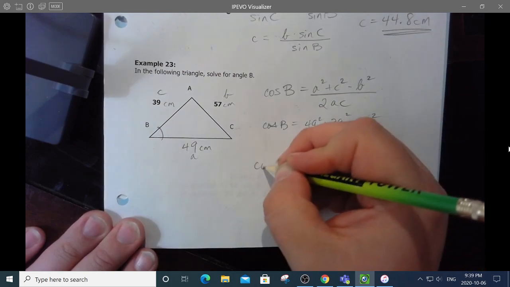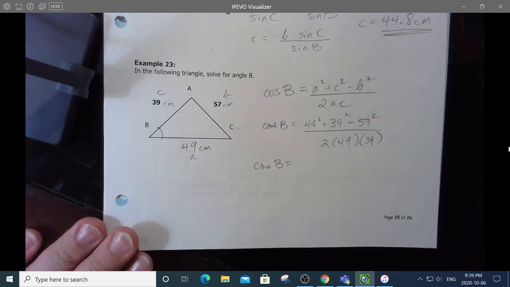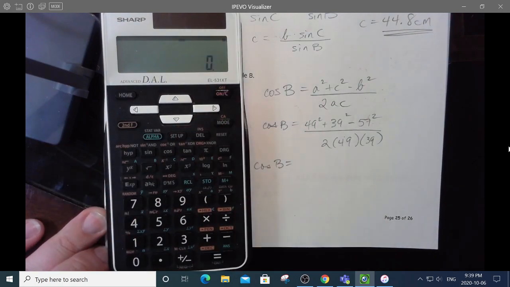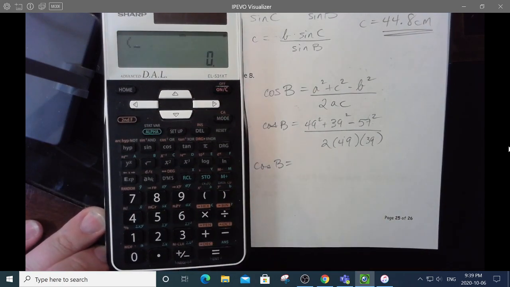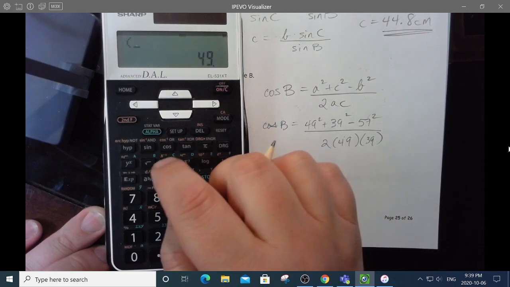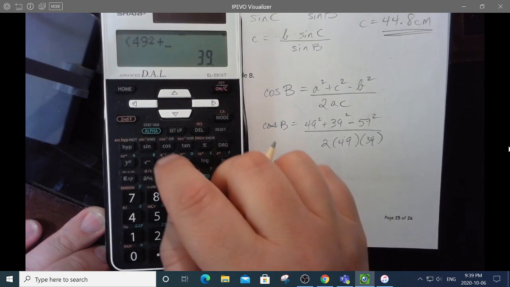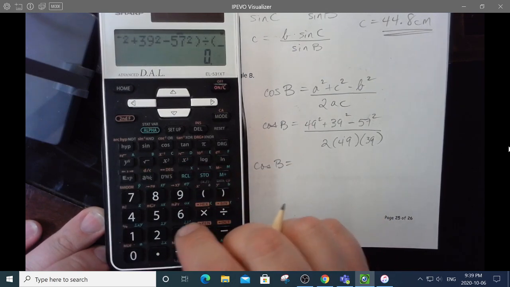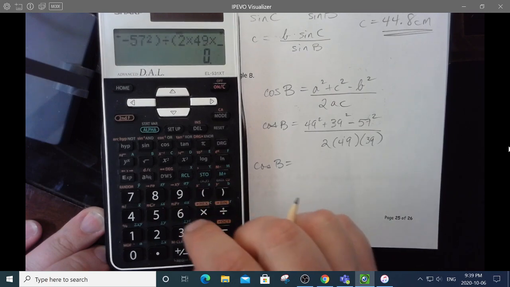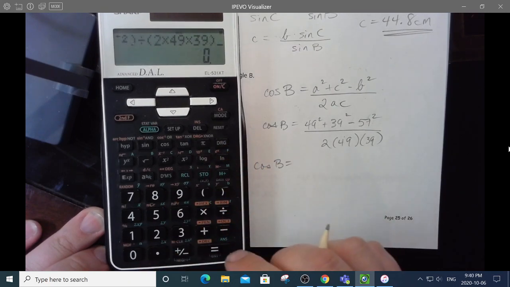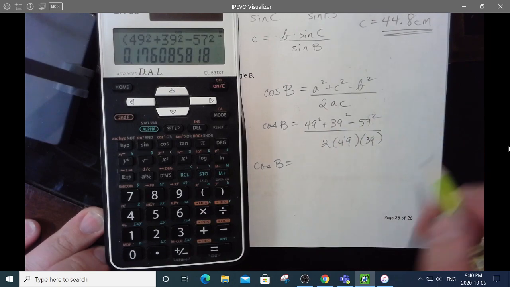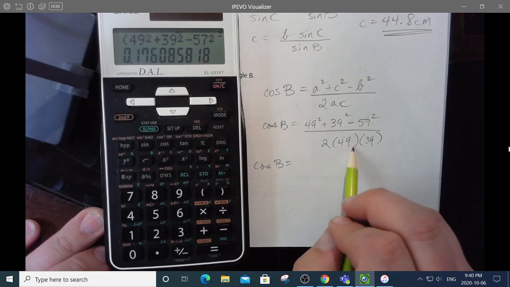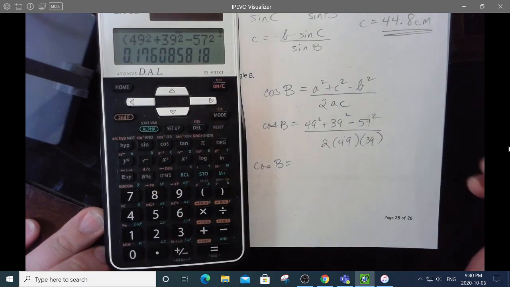And oh goody, once again we get a chance to practice doing a really good button punch. This is the most exercise I get, finger aerobics. Open a bracket, 49 squared plus 39 squared minus 57 squared, close brackets, divide by open brackets, 2 times 49 times 39, close brackets, equals. This is usually around the time when somebody goes, don't you have to put those brackets in when you punch buttons? Not really. These guys are just representing a multiply. That's more brackets than you need.